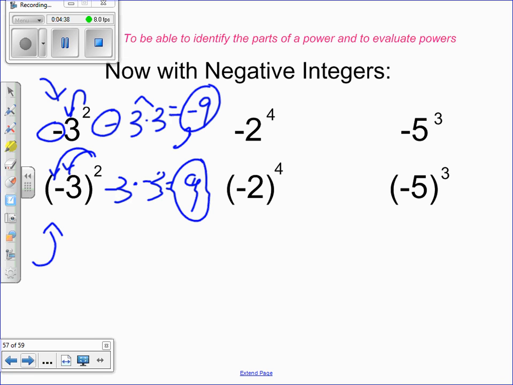Okay, we have an exponent of 4. It applies to the thing directly in front of it, the number or the group directly in front of it. In this case, there's no group, it's just a number. So we have 4 2's being multiplied.